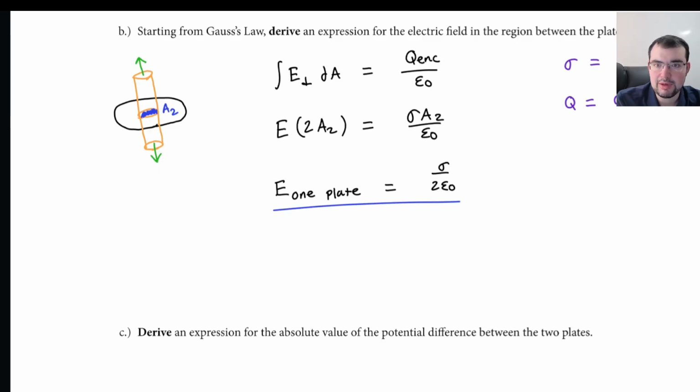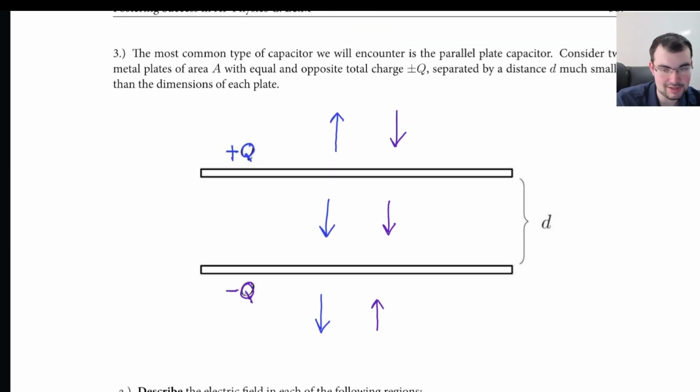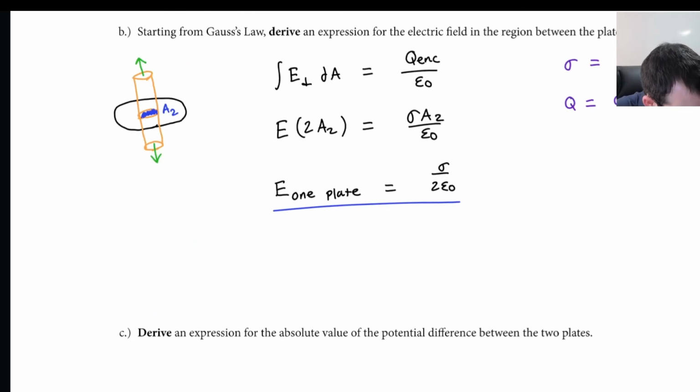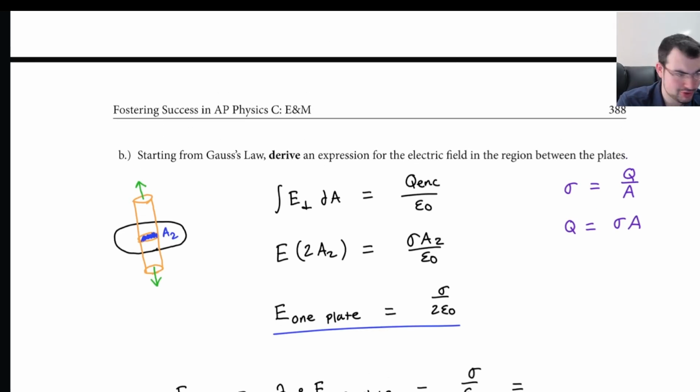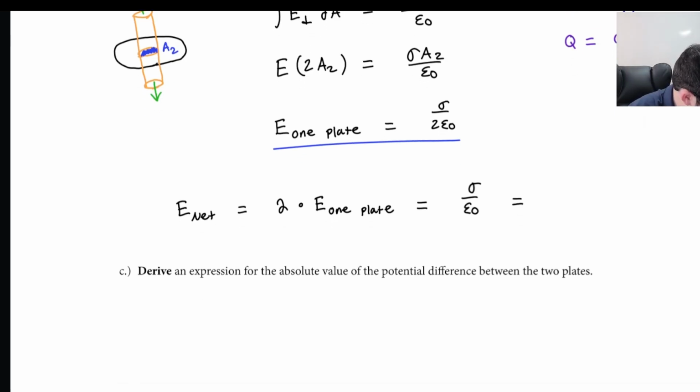But we actually want the field between the two plates, so we got to make sure we double this, right? Because the negative plate is also contributing that. So my net E field is going to be 2 times E from one plate, which is equal to just sigma over epsilon naught, because we've deleted that factor of 2. And then sigma actually wasn't a variable in our problem, so we have to write that as Q divided by A. And this is the real Q in the real area.